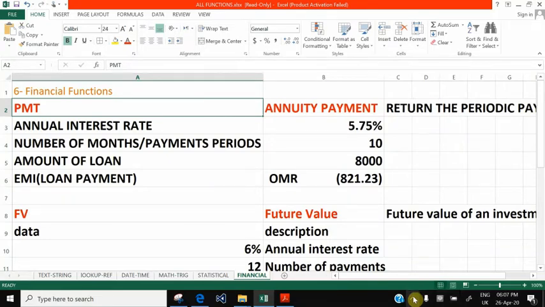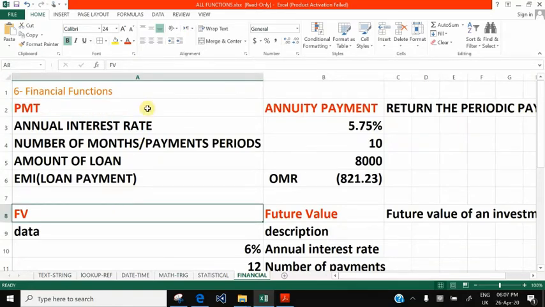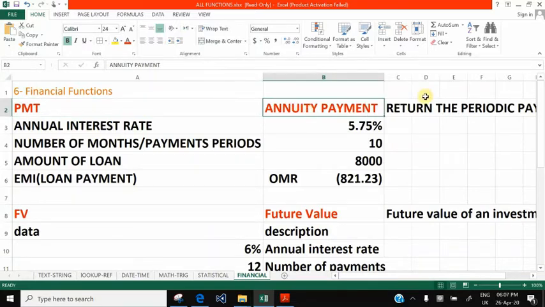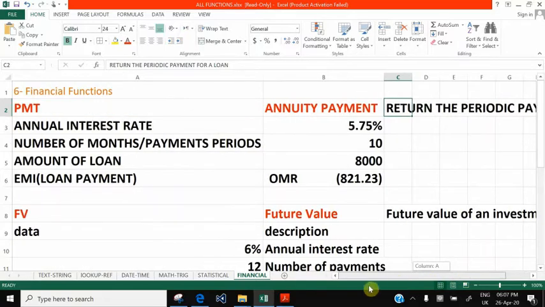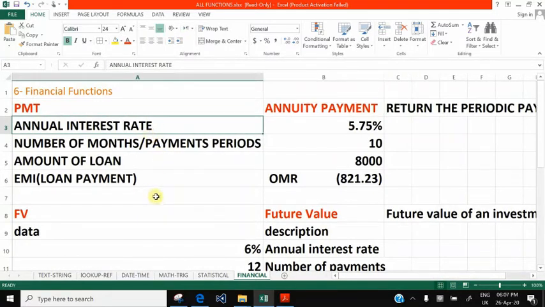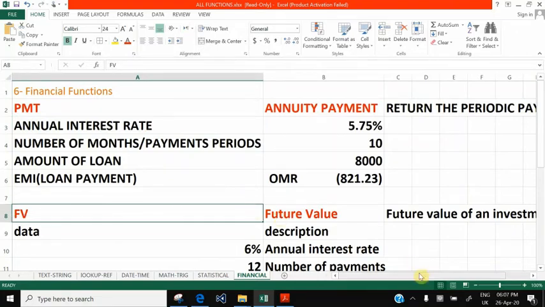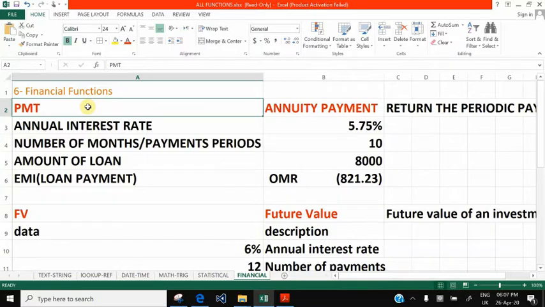So, this is Hamood Alazri, and this is my sixth session in Microsoft Excel functions. For today, this session will cover the financial functions. We have two functions. One function is PMT, another is FV. PMT is the annual payment, which returns a periodic payment for the loan, and FV is the future value for an investment, for example. So we will start with PMT.